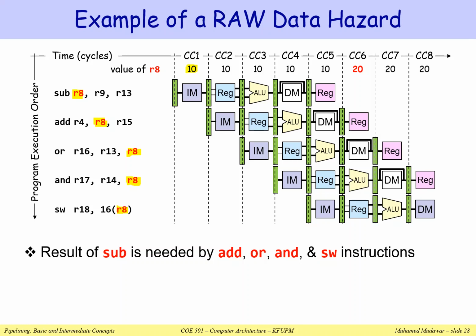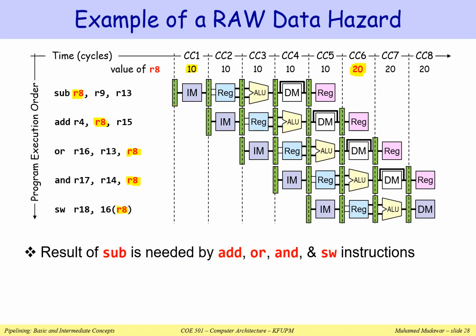However, the writing will happen at the edge of the clock at the end of clock cycle number 5. And the value will be available during clock cycle number 6. So suppose that the value that was computed by subtract is 20. So this is the new value of R8. This value is not available until clock number 6.